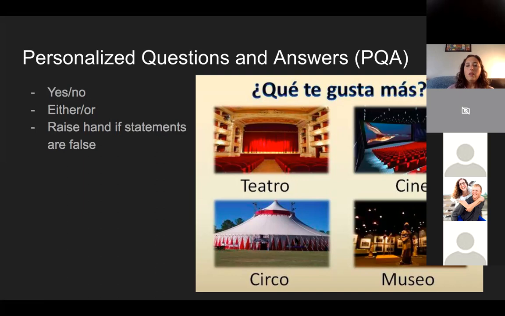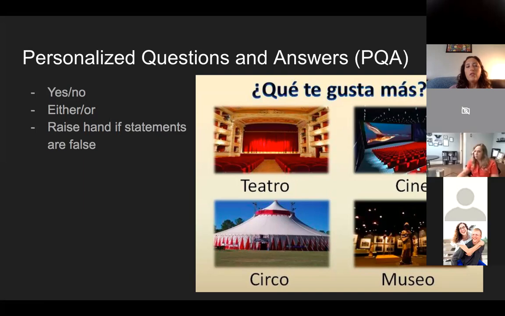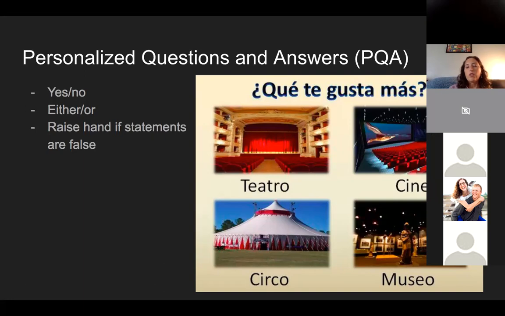And then what you can do is, so this is what personalized questions and answers does. It just completely circles around the conversation that you're having with the students. And so then you can create several sentences that would say, you know, this student likes to go to the circus, or this student likes to go to the theater and watch such and such play. And so then you can have students raise their hand if the statements are false, and kind of review the content that you've talked about in class for that time.